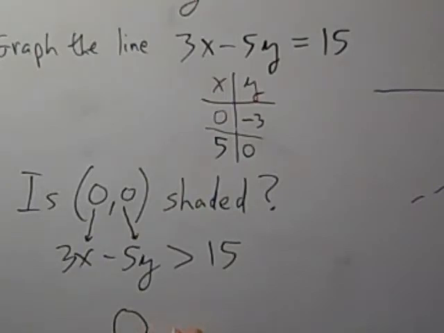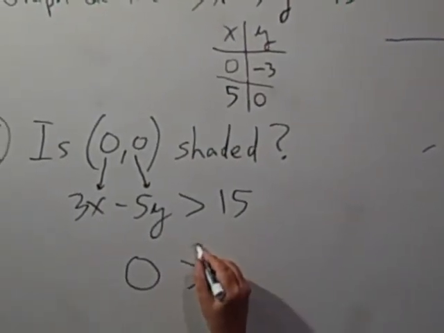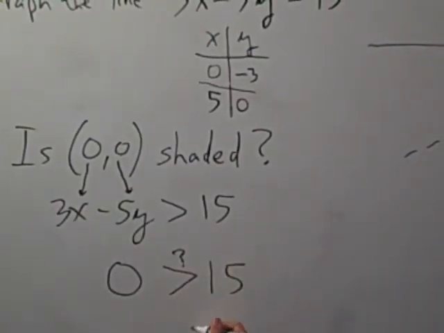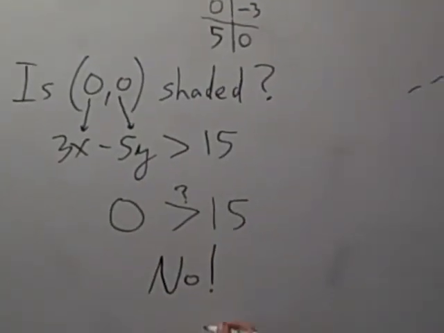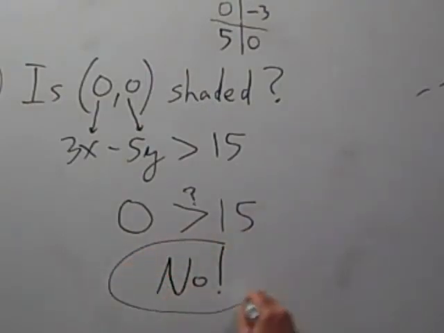Well, in this case it adds up to 0, because 3 times 0 is 0, negative 5 times 0 is 0. And we're asking the question then, is 0 bigger than 15? And the answer to that is clearly no, a resounding no. And that's the answer to our question. Is the origin shaded? No.